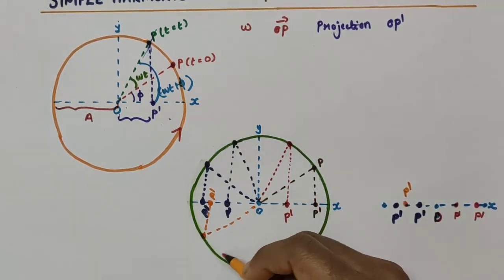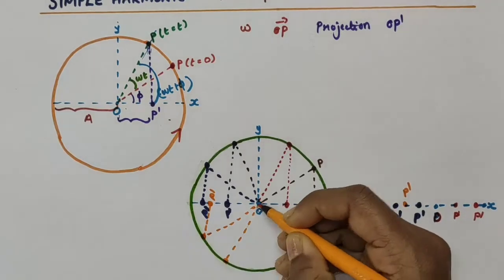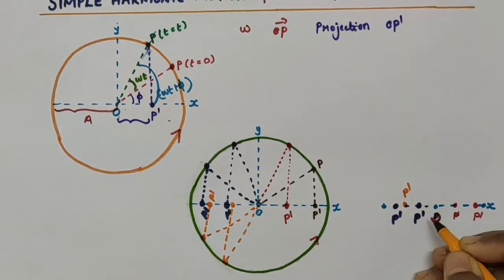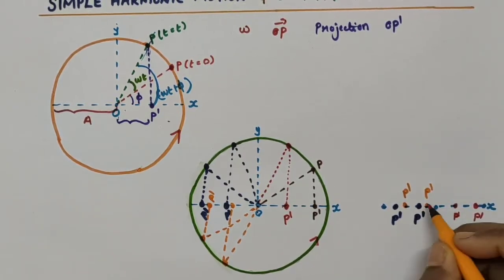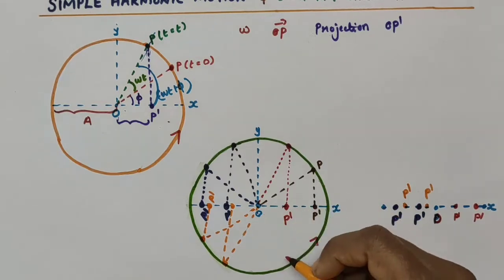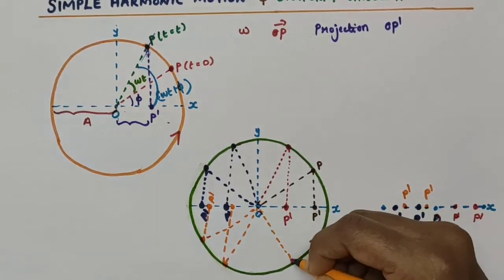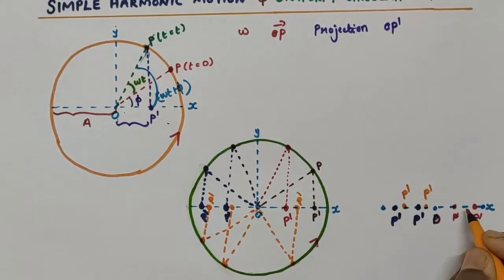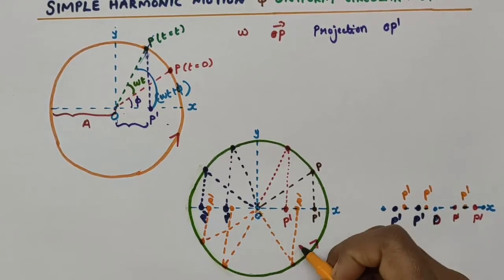Then, after some time, the particle reaches somewhere here. This would be the position vector and this would be the projection. So the projection comes to a point somewhere here close to this point O. Then, after some time, the particle reaches here. This would be the position vector and this would be the projection P dash. So the projection reaches somewhere here.